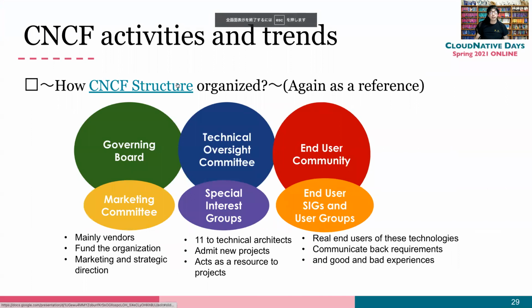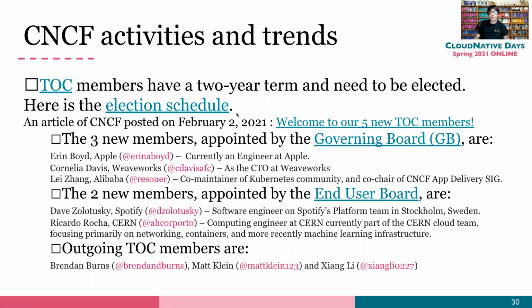Okay, let me show this again as a reference for the CNCF structure for the TOC, governing board, and end user, because for the next page I will explain in some detail the neighboring organizations with the TOC. So, the CNCF activities and trends. The TOC members, as I mentioned before, have an election system and a 2-year term. They need to be elected for the next term, or the first one too, as a TOC member.